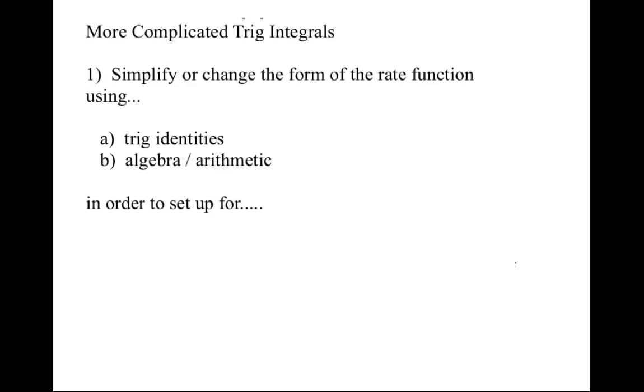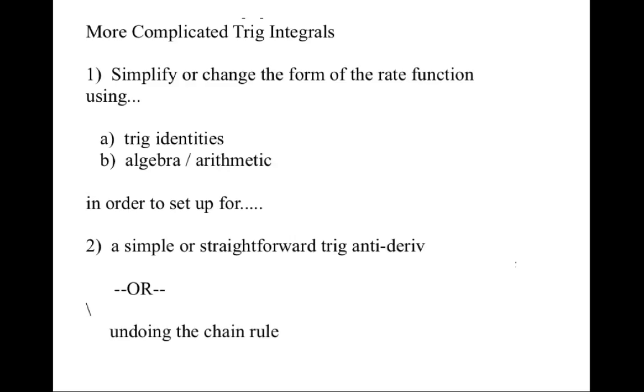And then what's the goal? You're doing that in order to set up for one of two things. Either a simple or straightforward trig antiderivative, or very commonly, you're doing this step one in order to set up for undoing the chain rule. So we're making it look different in order to get something easy or to do undoing the chain rule. That's the basic premise of these.